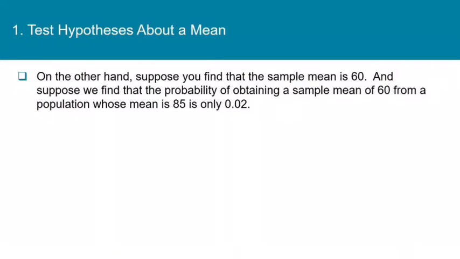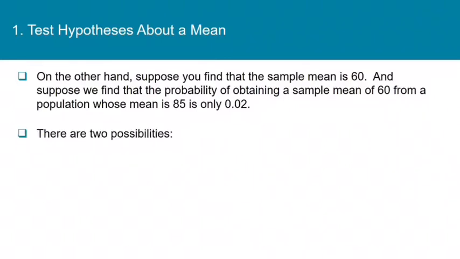On the other hand, suppose we poll 50 students and we find that the sample mean is 60, and you do your calculations again and you find that the probability of obtaining a sample mean of 60 from a population whose mean is 85, that probability is only 2%. And so now we know that anything with a probability of less than 5% is considered an unusual event.